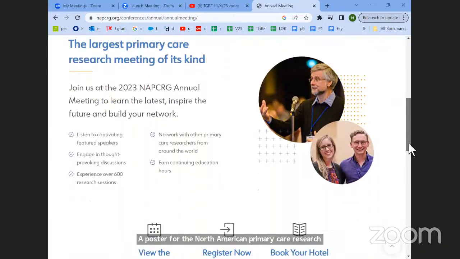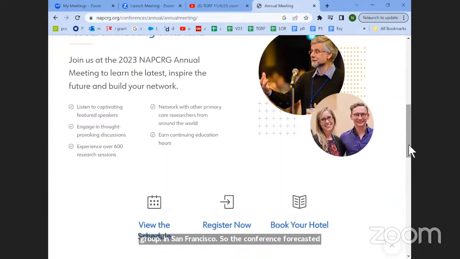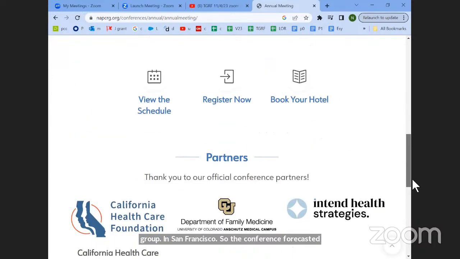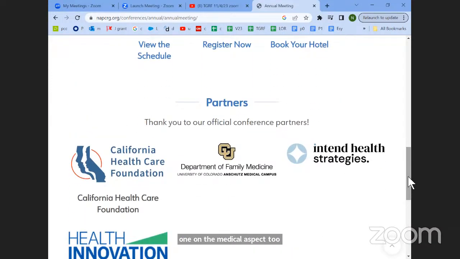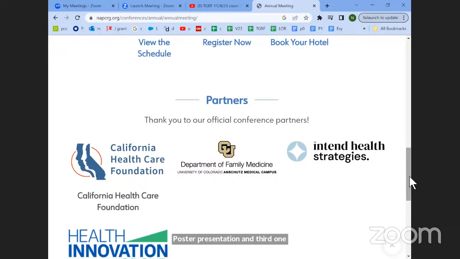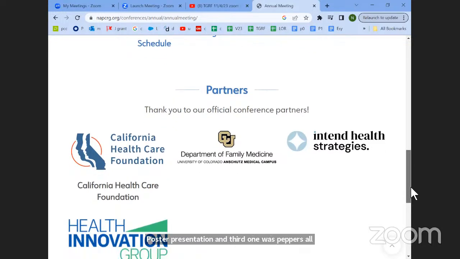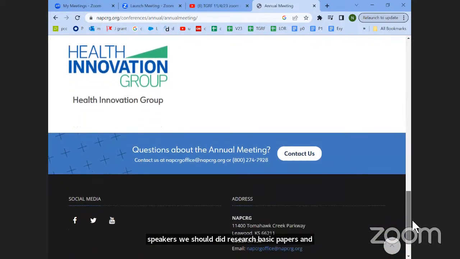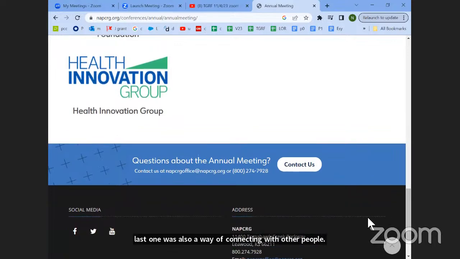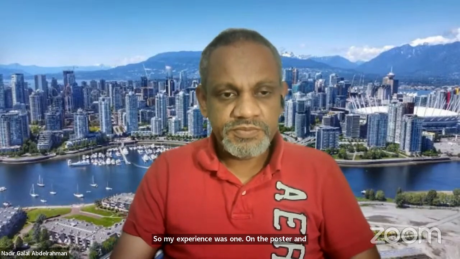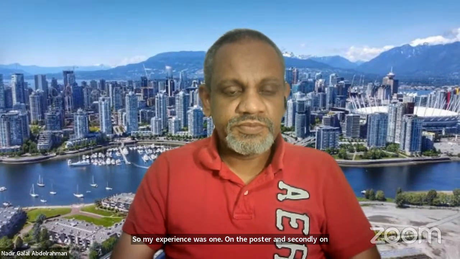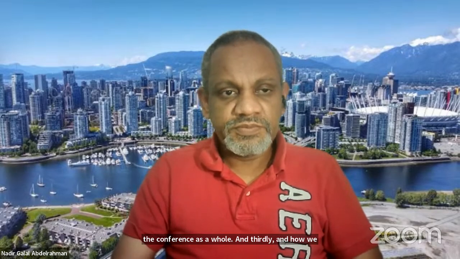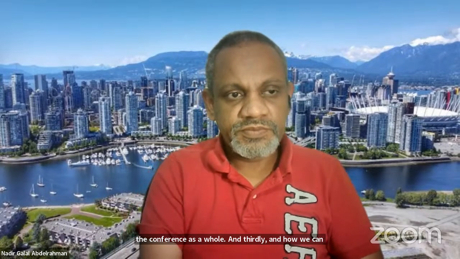So the conference focused, one, on the medical aspect, two, poster presentations, and third, papers or speakers who presented research-based papers, and the last one was also a way of connecting with other people. So my experience was, one, on the poster, secondly, on the conference as a whole, and thirdly, on how we can benefit or integrate what I have learned from that meeting into this group.